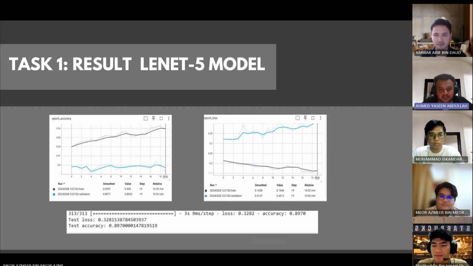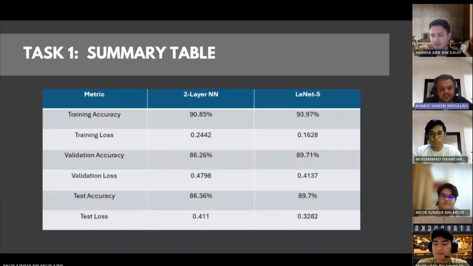The result for the LeNet-5 model: for the best accuracy, training 0.93 and validation 0.989. Next, this is the summary table for Task 1, with the metrics for training accuracy and training loss, validation accuracy and validation loss, and test accuracy and test loss.